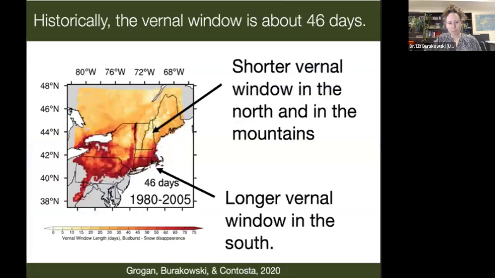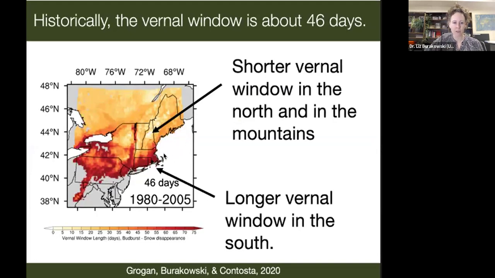So historically, when I look at this using a climate model, I can calculate the date of snowpack disappearance in my climate models, and then I can calculate the canopy date for my climate models. And what I see is that in the 1980 to 2005 historical period, so when I was growing up in New Hampshire and when I was in college, that was looking like a vernal window of about 46 days when you average it over the entire northeastern United States.